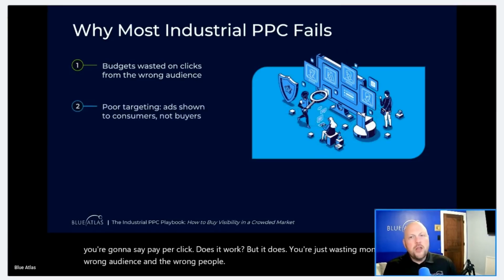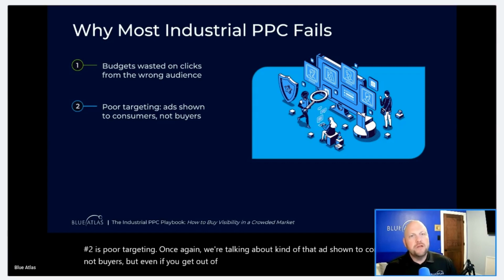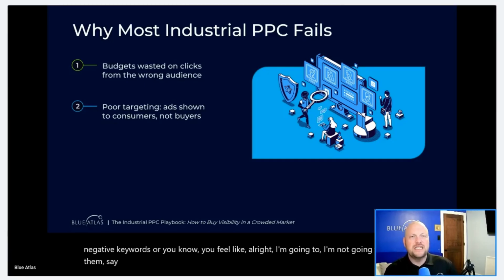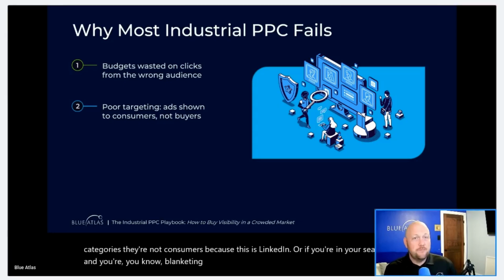Number two is poor targeting. Once again, we're talking about that ad shown to consumers and not buyers. But even if you get out of the consumer market, you build a campaign with your negative keywords, or you feel like, all right, I'm not going to target them, say in LinkedIn, for instance. You say, well, I'm just targeting all of these different categories. They're not consumers because this is LinkedIn. Or if you're in your search engines and you're blanketing that, your targeting is really not the best.